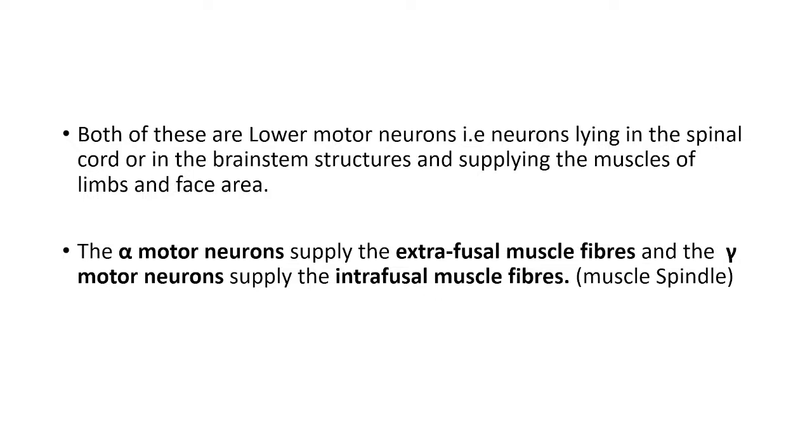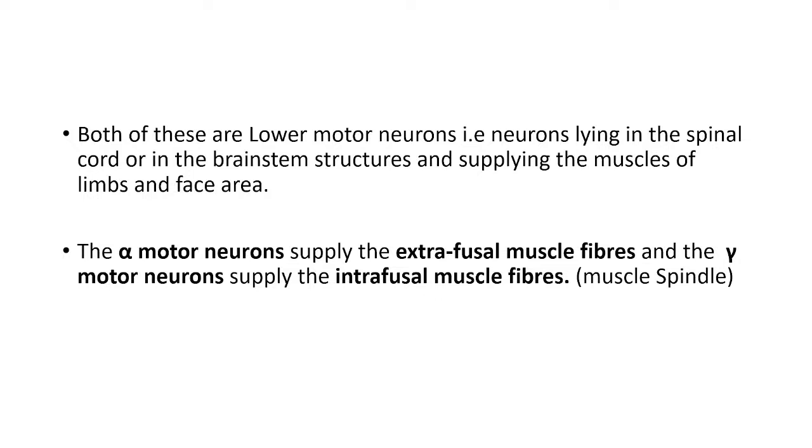So both of these lower motor neurons, that is the neurons lying in brainstem and spinal cord, they supply the muscles of limb and face area. So we have upper limb muscles, flexors and extensors. We have adductors, abductors, we have external, internal rotators. So these muscles are exclusively innervated by the alpha motor neuron present in the anterior gray horn of the spinal cord.